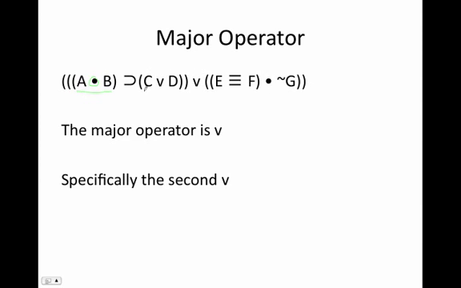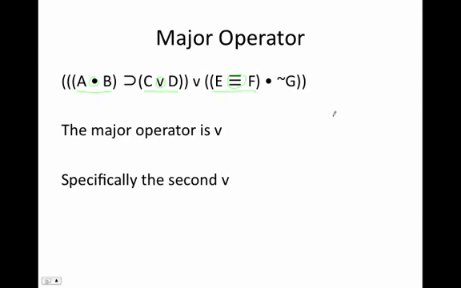Again, here's another really small formula, enclosed in these two parentheses, C or D. Here's the operator of that small formula, but since it's the operator of that small formula, it can't be the major operator of this entire formula. Again, E if and only if F, remember the triple bar. That's the operator of this small formula, but it can't be the major operator of this big formula.